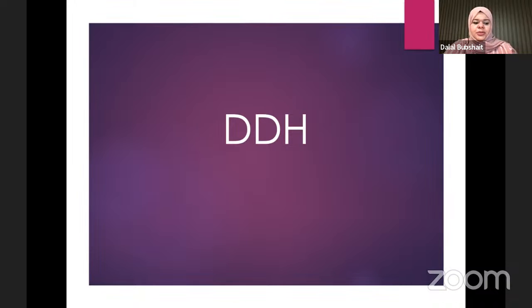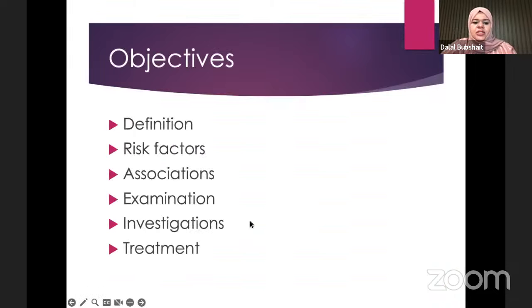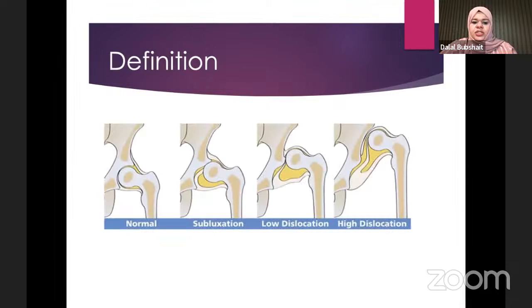So we'll be talking about a topic dear to me, DDH, which is Developmental Dysplasia of the Hip. Unfortunately, it's very common in the Middle East and the area that I come from. So we need to educate people because it's also a common exam topic for our residents. We'll have just a few objectives about the definition, risk factors, the associations, the examination, investigation, and basic principles of treatment.